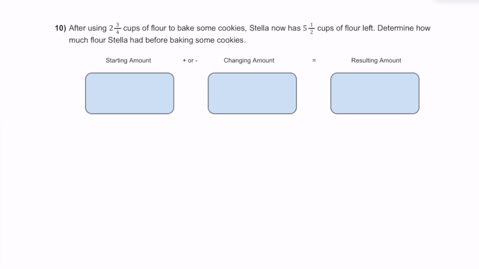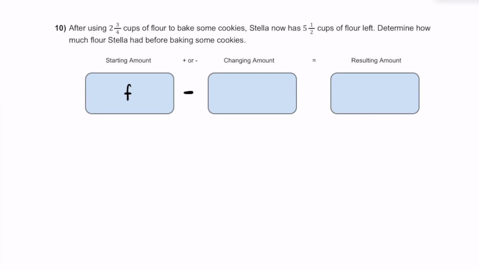So in number 10, it says after using 2 3/4 cups of flour to bake some cookies, Stella now has 5.5 cups of flour left. Determine how much flour Stella had before baking some of these cookies. So let's see, the starting amount, we don't know right now because we are trying to figure out what she had before. I'm going to use F for the amount of flour. She's going to be using 2 3/4 cups of flour. So that means she has less flour. So if she's using it up, you're subtracting from how much she has.